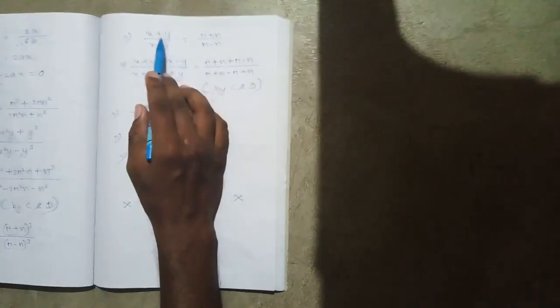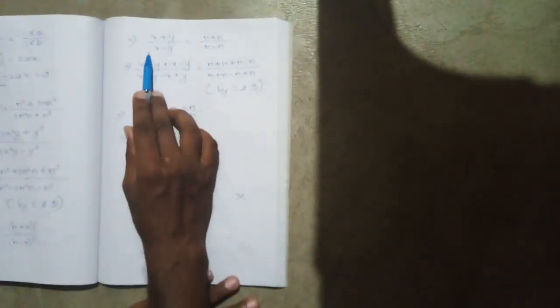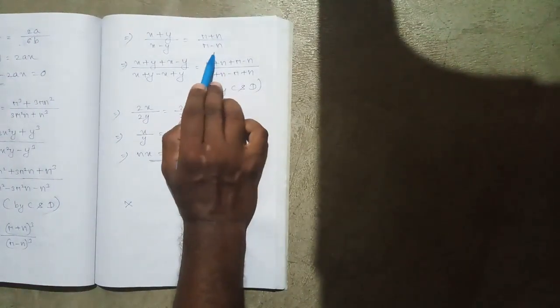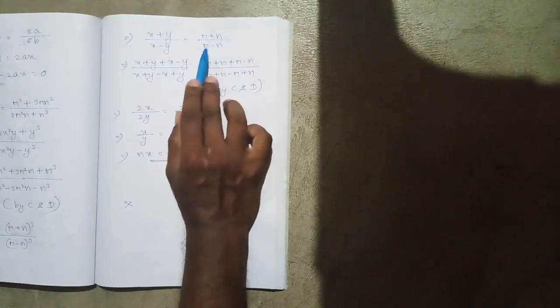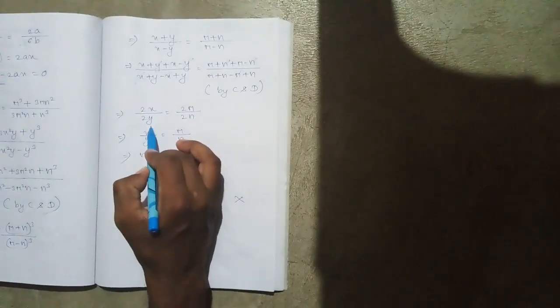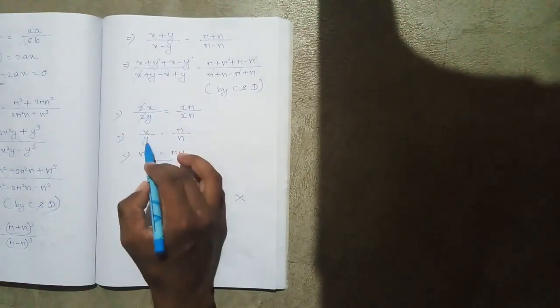Now again you use C and D: x+y+x-y in the numerator by x+y minus x plus y in the denominator is equal to m+n+m-n in the numerator by m+n minus m plus n in the denominator, by C and D. So y cancels, x cancels, n cancels, m cancels. We get 2x/2y equal to 2m/2n. The 2 cancels. So x/y equals m/n.